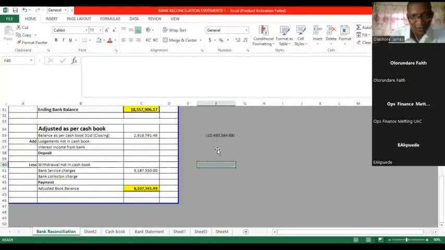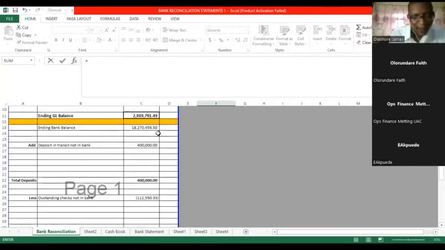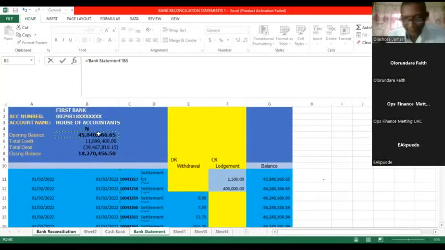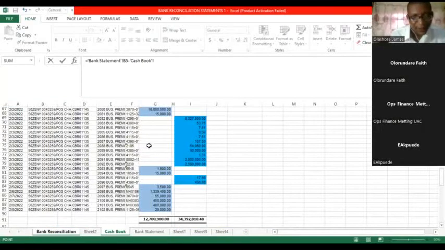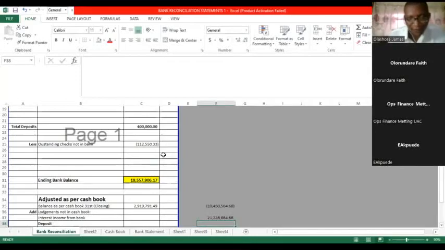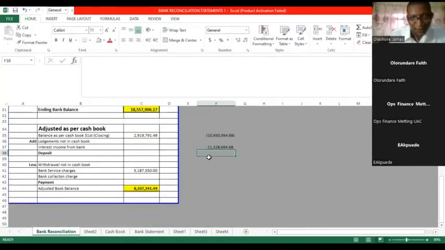So 45, what is the difference between this 45 and what we have in opening? The difference is giving us 21. So the two opening balances have to be corrected first. Now, I put this figure there intentionally so that we know what to do about it.